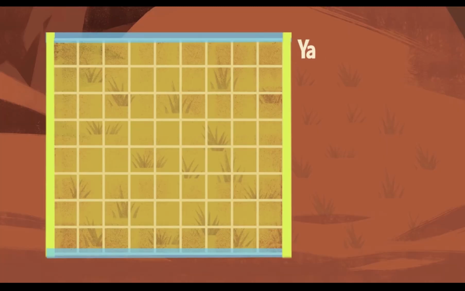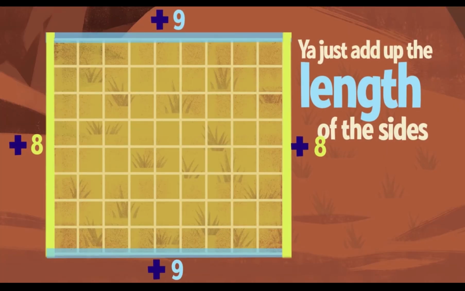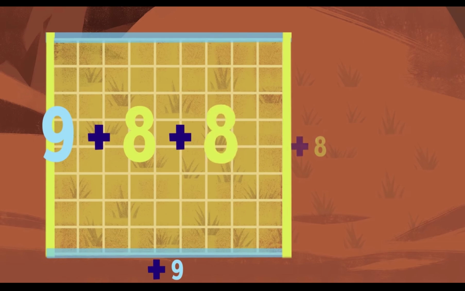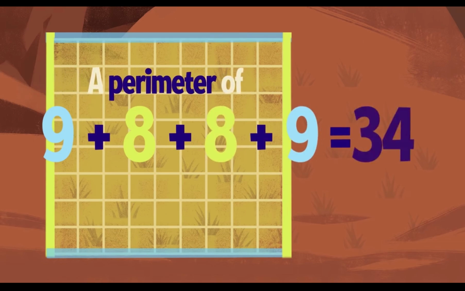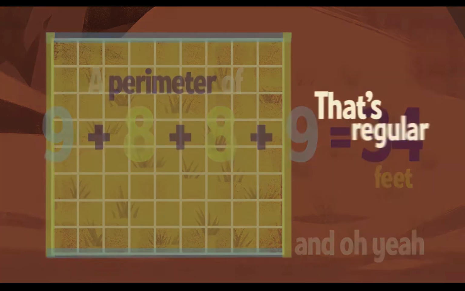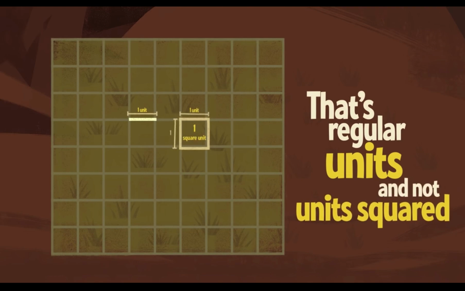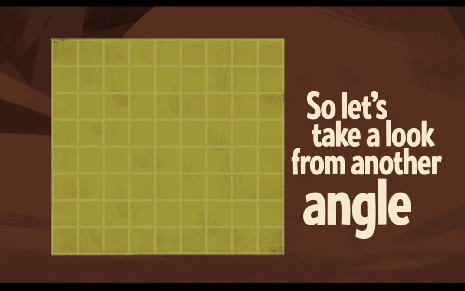How do you get it? Yeah, just add up the length of the sides. 9 plus 8 plus 8 plus 9's a perimeter of 34 feet. And oh yeah, that's regular units and not units squared. So let's take a look from another angle.